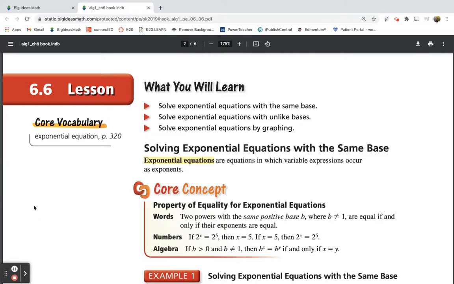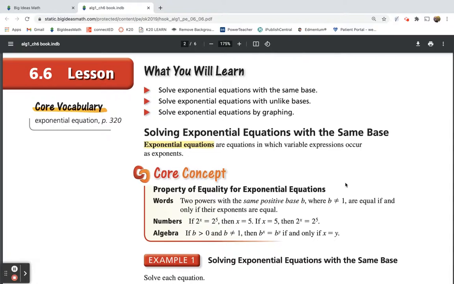Okay, this is 6.6, solving exponential equations. I like this lesson. To me, it's kind of fun. I know you may not think math is fun, so you may not feel the same way, but this one's not as hard as some of them have been lately. So we are solving exponential equations.